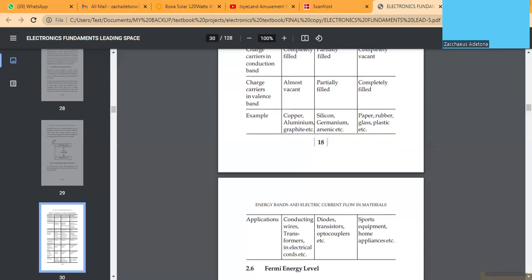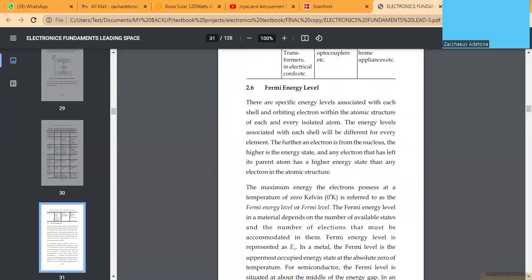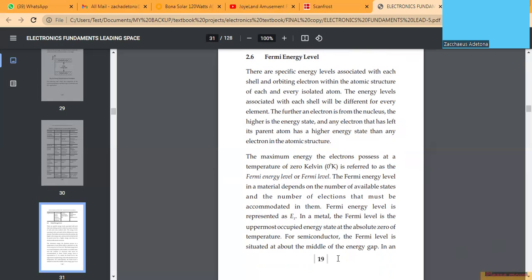For the Fermi energy level, there are specific energy levels associated with each shell and orbiting electron in the atomic structure of each and every isolated atom. So the energy level associated with the shell is different for every element. The maximum energy that an electron possesses at a temperature of 0 Kelvin is referred to as the Fermi energy level. And this energy level for any particular material depends on the number of available states and the number of electrons that must be accommodated in them. This is represented as EF, that is Fermi energy level.